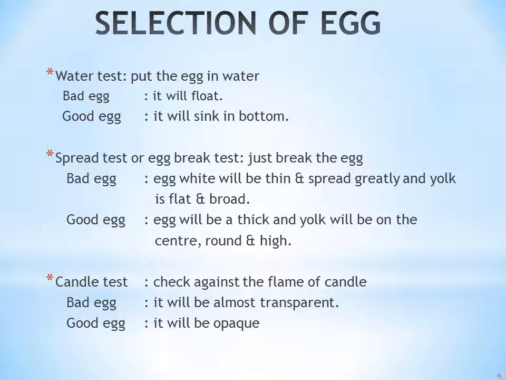Second test is spread test or egg break test. Just break the egg. Bad egg white will be thin and spread greatly and yolk is flat and broad. Good egg white will be thick and yolk will be in the center, round and high. The third test is candle test. Check against the flame of a candle. Bad egg, it will be almost transparent. Good egg, it will be opaque.